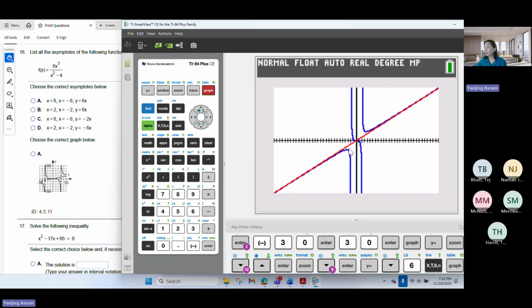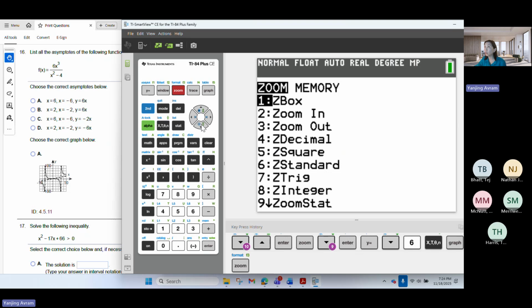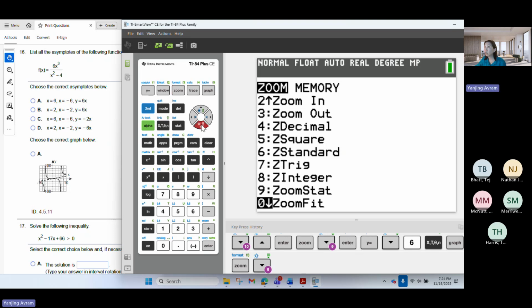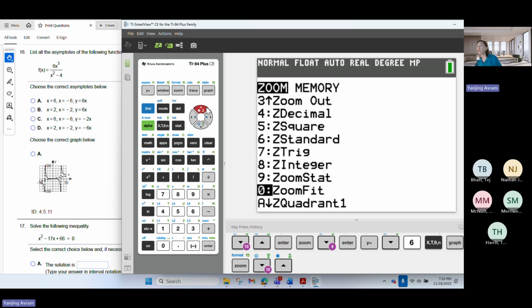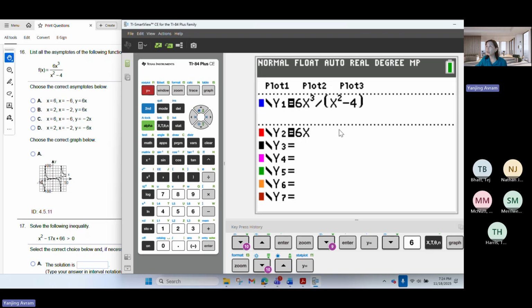You can see this graph really gets close to this line in here, this oblique asymptote. So that is how the graph looks. For this one you might have to go to the zoom and use the zoom fit, all the way down, so that it will show the entire graph. Otherwise, sometimes you do not know how much your x and y are going to be. So using zoom fit is a good choice.